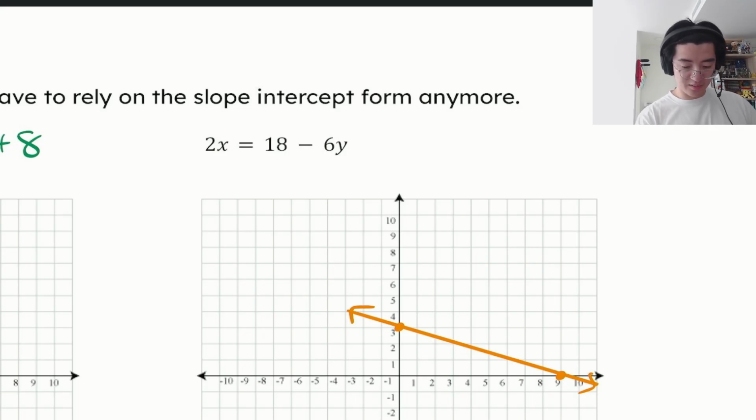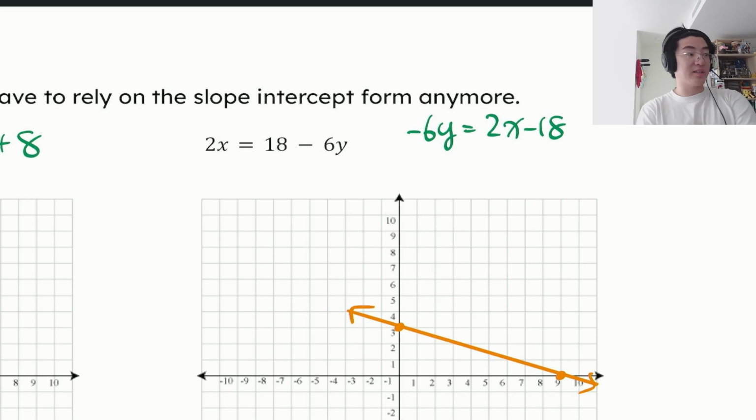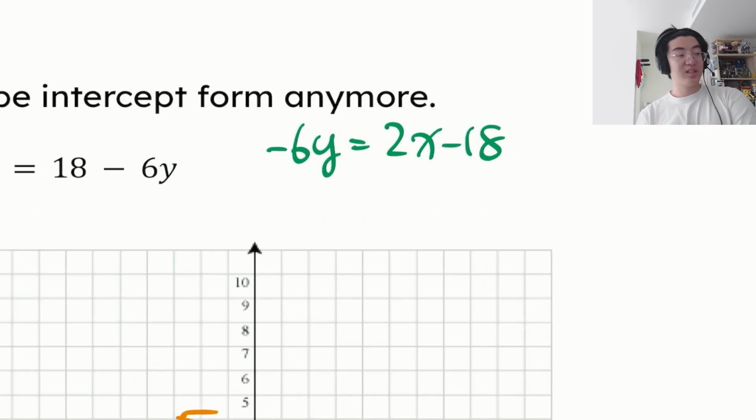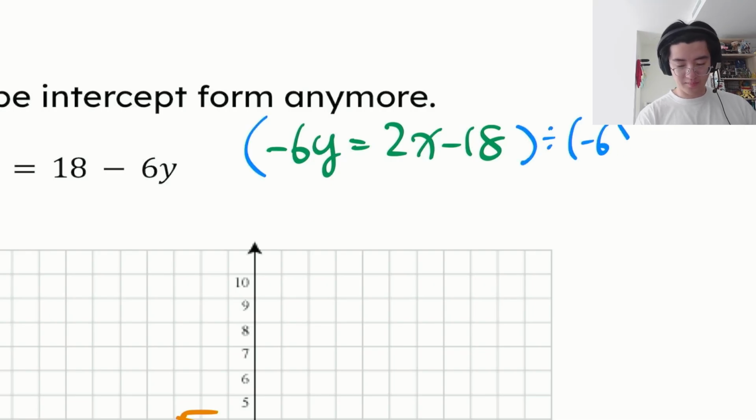Alright, so we can move this 18 to the other side, so y is by itself. -6y equals 2x minus 18. Okay, but now this is not slope-intercept form. I remember, slope-intercept form states that it has to be y by itself. Right, but right here we have a -6 in front of the y. So we have to divide everything by -6, just so y is by itself. Divide by -6.